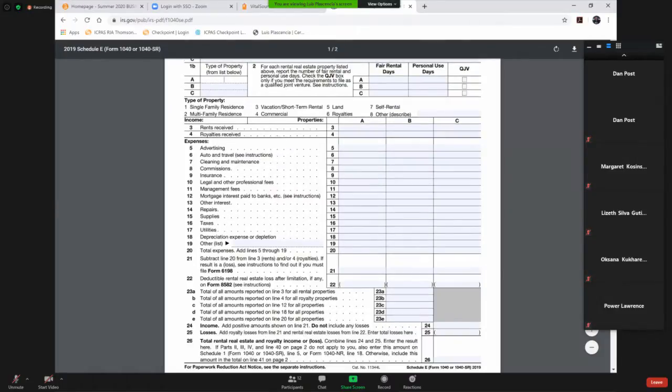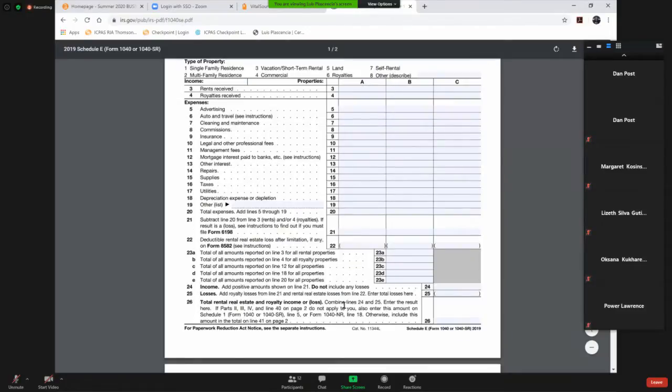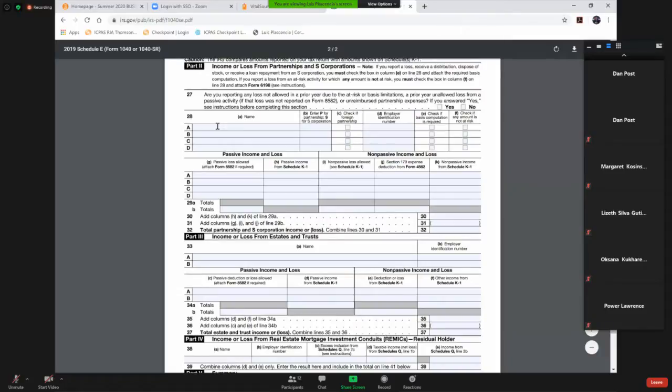Pretty straightforward. It also has a page 2. Remember I told you page 2 is part of the reporting structure for K-1s. So here's where the K-1 information would go: the name of the S corporation, trust, or partnership. Fill this information out. Passive income, non-passive income, that information would be here. If it's interest or dividends, that goes straight to the 1040. And these numbers would go straight to the 1040 as well, depending on the circumstances.